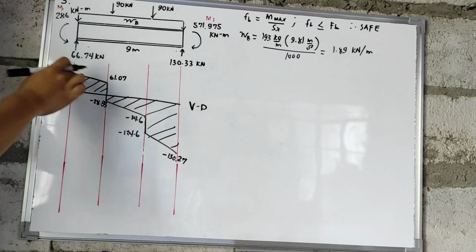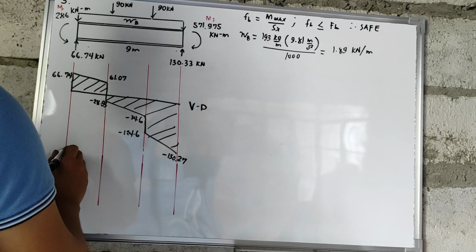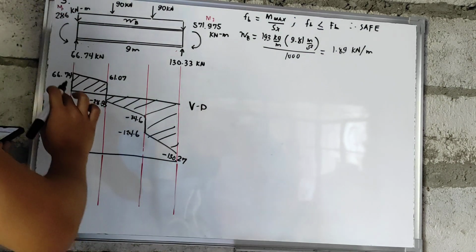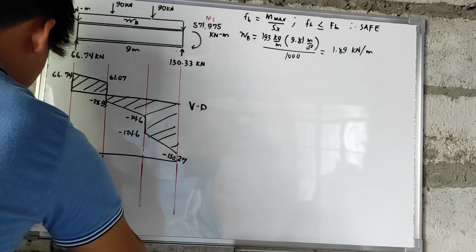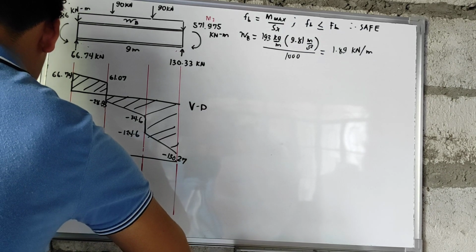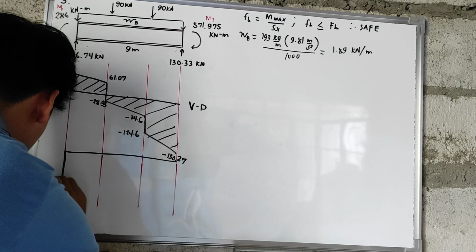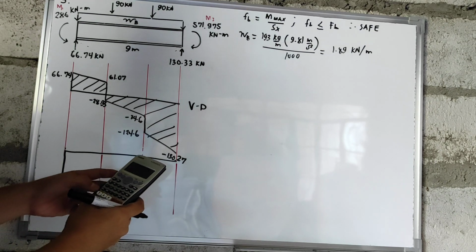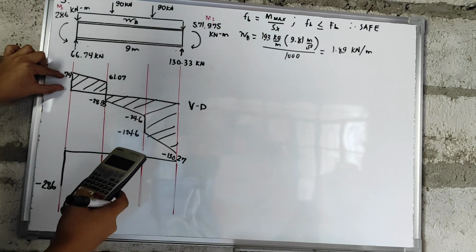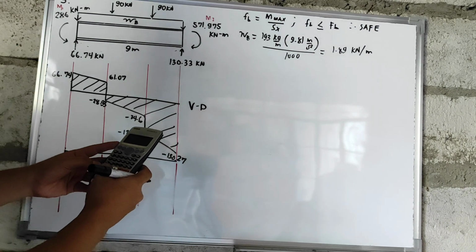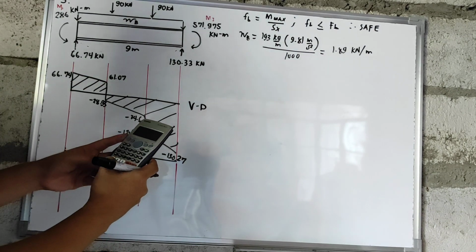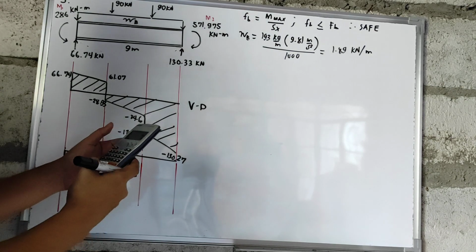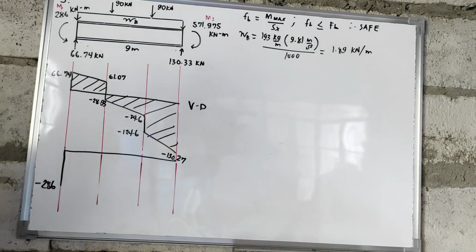So, since it is counterclockwise, magiging negative yung value niyan. So, that will become negative 286. So, meron tayong negative 286 dito. Since positive dito, magiging plus natin yung area na positive, 66.74 plus itong 61.07 all over 2 multiplied by yung height niya, which is equal to 3. So that is equal to negative 94.29.